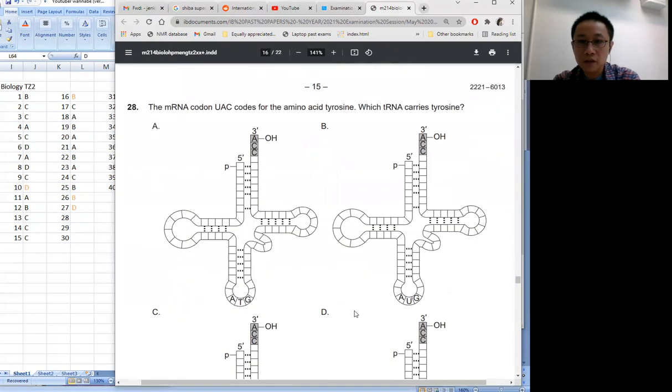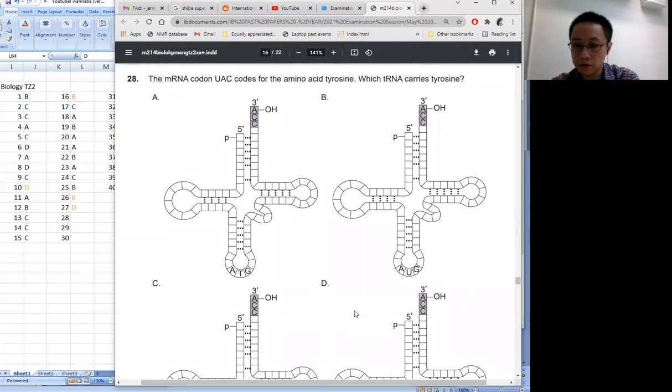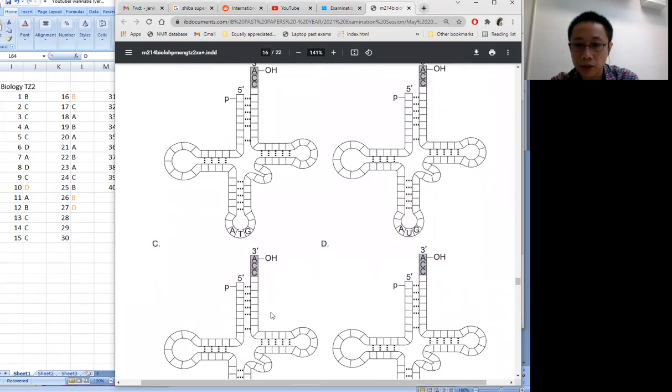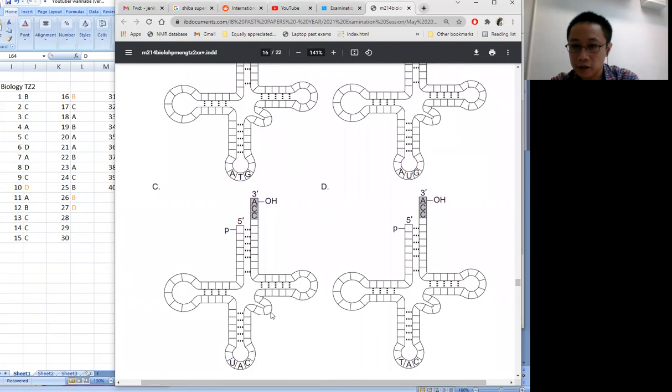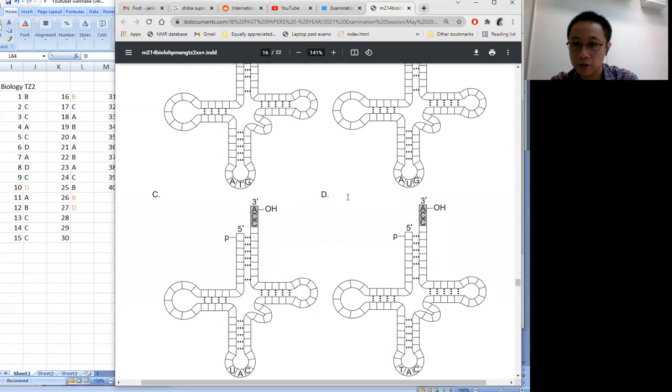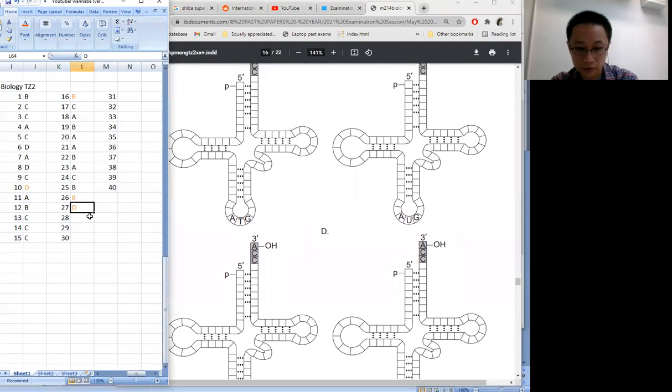Okay, 28. mRNA codon UAC codes for the amino acid tyrosine, which tRNA carries tyrosine. Oh, that's interesting. So if we do complementary base pairing first, well, actually we can already rule out A and D because there's no way that there's a T on the tRNA. And if the codon is UAC, then the anticodon would be AUG. I thought they were going to test you on the directionality, because the tricky choice would be GUA instead, but here clearly B is the correct one.